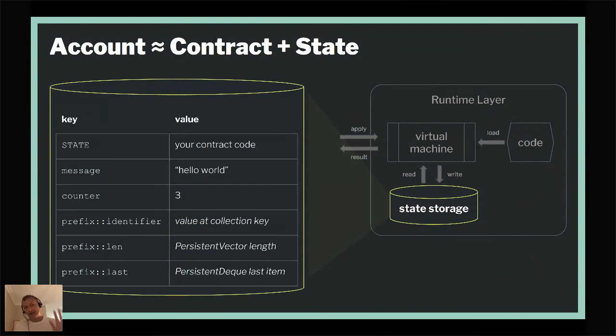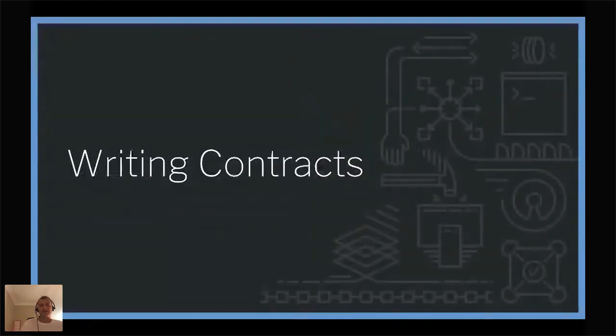And if we decode that base64, you'll see that there's a variable called state. If you're building with Rust and you deployed a Rust contract, the contract code will get serialized with whatever data you're storing in there and saved into the state variable. It's a special variable name, all caps STATE. And then any other key value pairs that you put in storage, so a message with some text or a counter with some number. And if you use any of the collections, you'll get this prefix double colon with whatever the identifier is. So maybe it's prefix, colon, colon, letter, LEN for the length of a vector, an array, things like that. So that's what the state looks like.